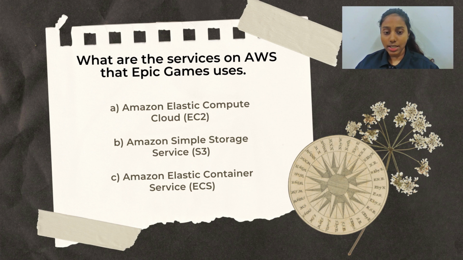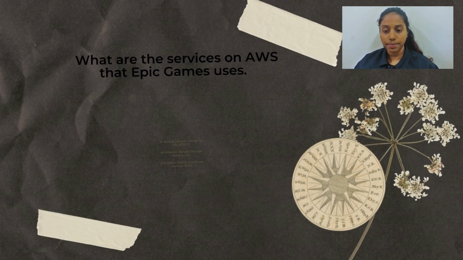The last one is Amazon Elastic Container Service, which is ECS. The applications that are containerized, like game servers and support systems, are developed and managed using ECS.